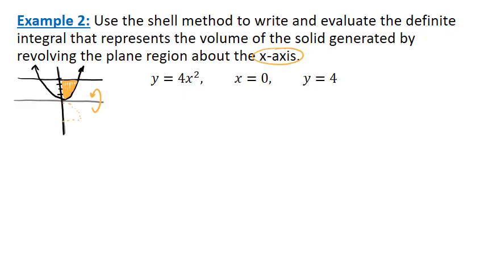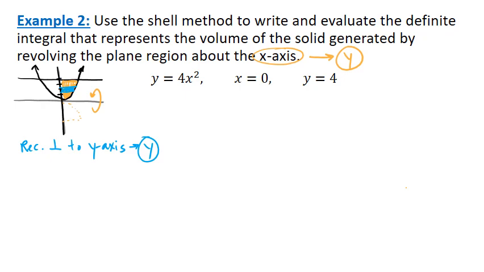Now, since we're revolving about the x-axis, we have a horizontal axis of revolution. So that means that everything is going to be in terms of y. Another way you can tell is that our rectangular shape has to be perpendicular to the y-axis in this case. And since our rectangle is perpendicular to the y-axis, that means everything is in terms of y. All right, so from here, we need to identify p of y and h of y.